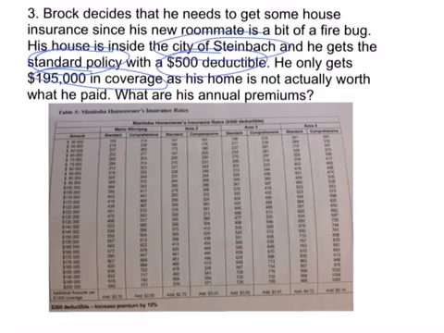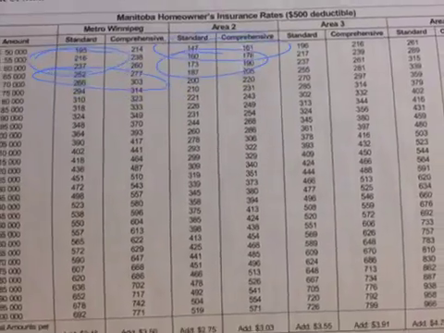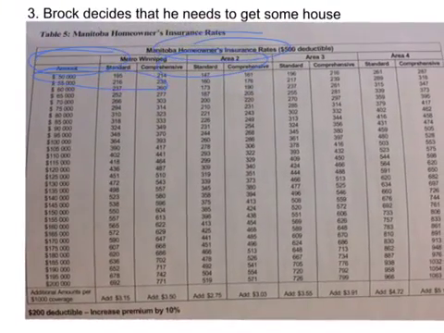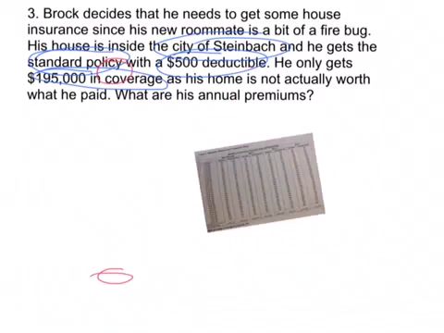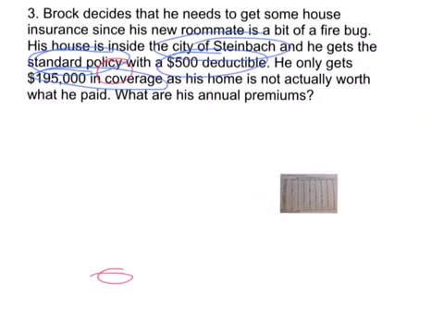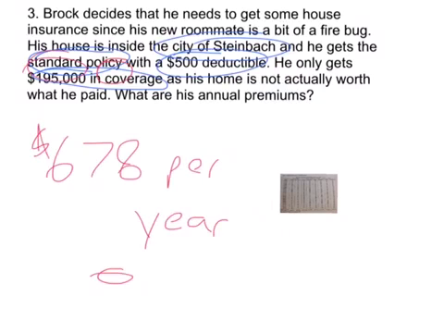So all this is then is we're going to go look at the chart. So let's get the old chart up here. So we know that he is Metro Standard, 195,000. So there's our amount right there, $678. Wait, broad is standard? Yes. It says standard right there. $678 per year.